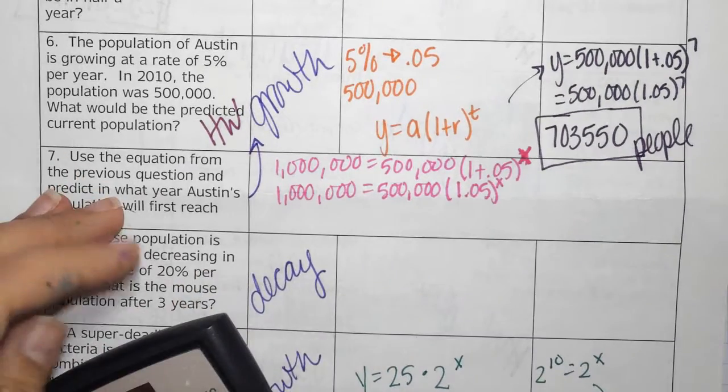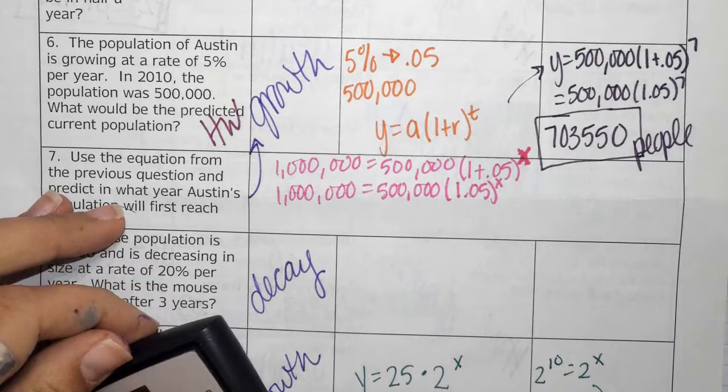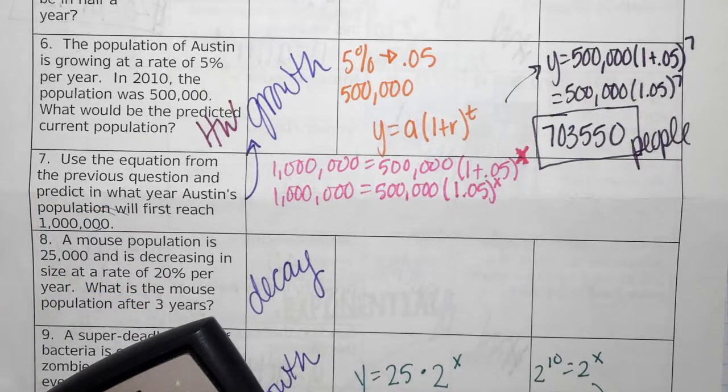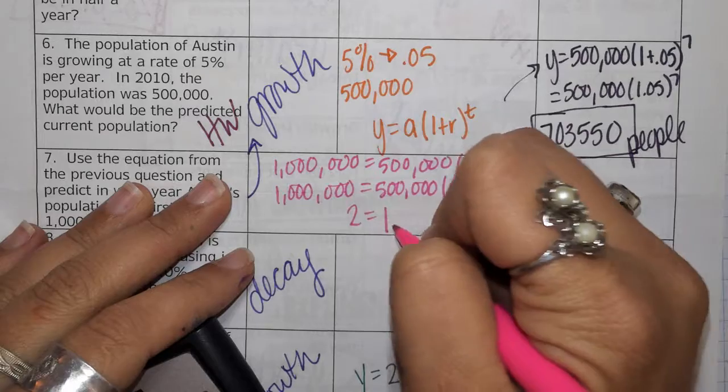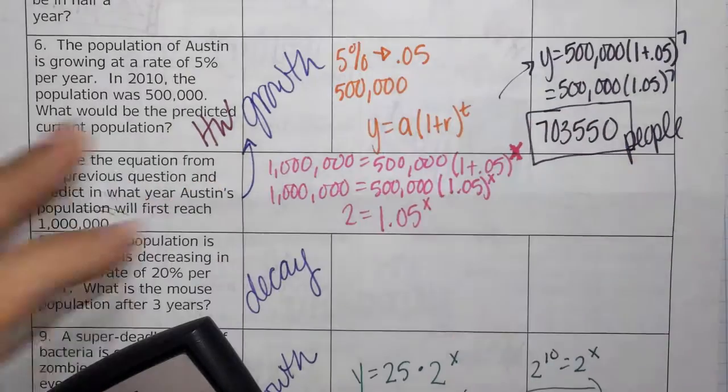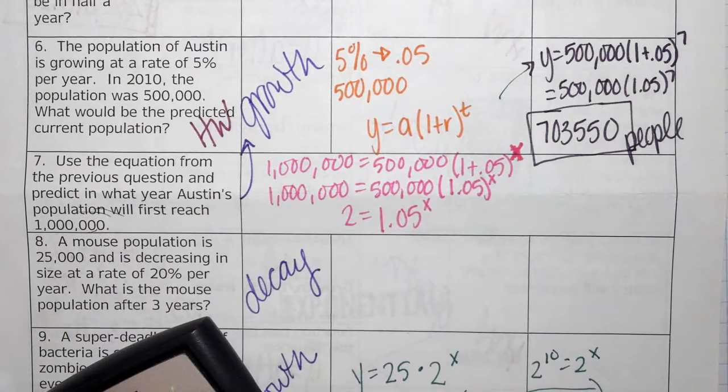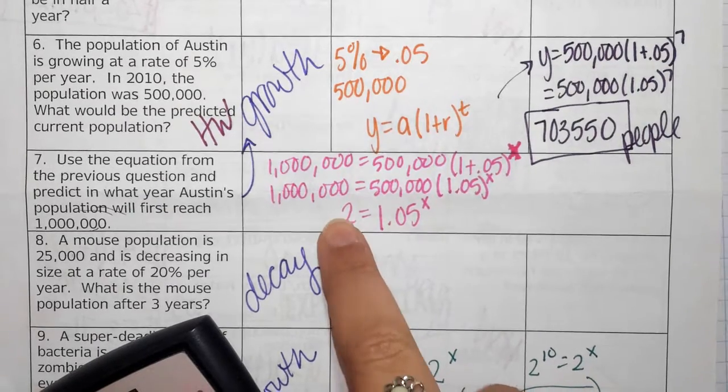Awesome. So you would do 1 million divided by 500,000. And tell me what you get. 2. You do get 2. Awesome. So you have 2 equal to 1.05 to the x power. And now we're just going to plug in and try and figure out what x could be. So we need to figure out how many years are going to pass for us to get 2.